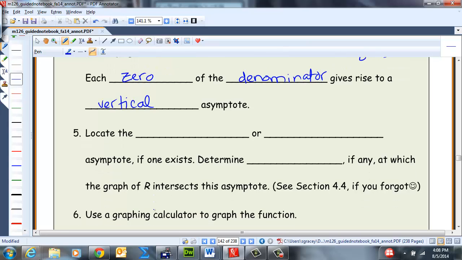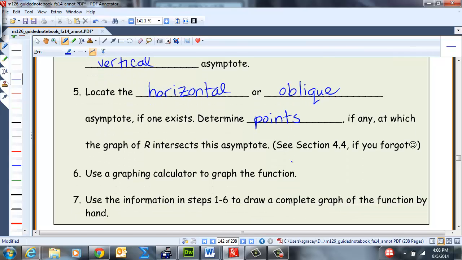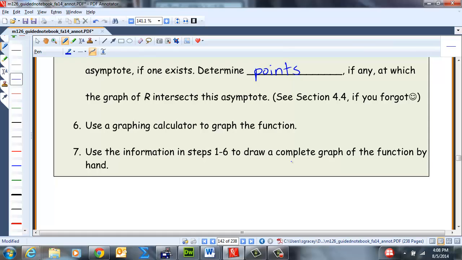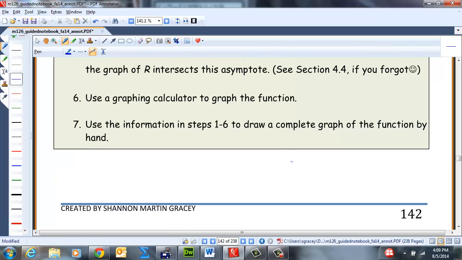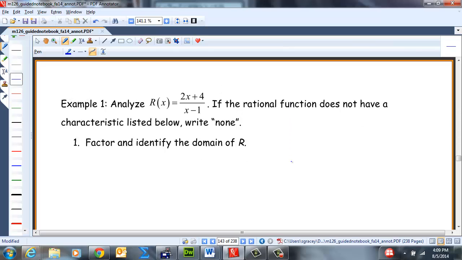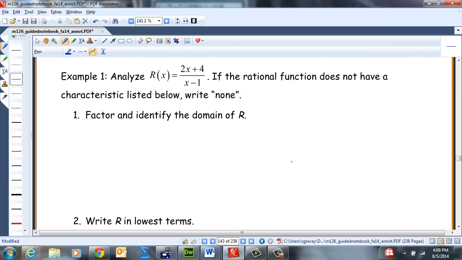And then we will be locating the horizontal or oblique asymptote using the skills you learned from the last section. And then we want to determine points, if there are any, at which the graph of r intersects this asymptote. So just check section 4.4 if you forgot how to do this. Then, like we said before, in Precalculus, we still have to use our graphing calculator to complete the graph of the function, or at least check our work. And then we'll use the information we found to sketch the graph by hand.